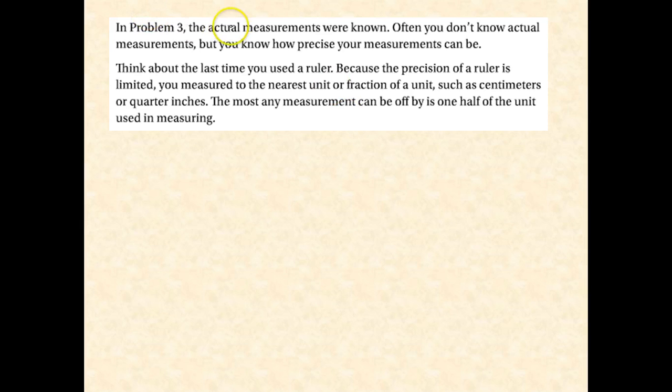So, in problem 3, the actual measurements were known. Sometimes you don't know the actual measurements, but you know how precise your measurements can be. Think about the last time you used a ruler. The precision of a ruler is limited. You cannot look at a ruler and say that is 7.37212073 inches. You cannot do that because your ruler is not that awesome.